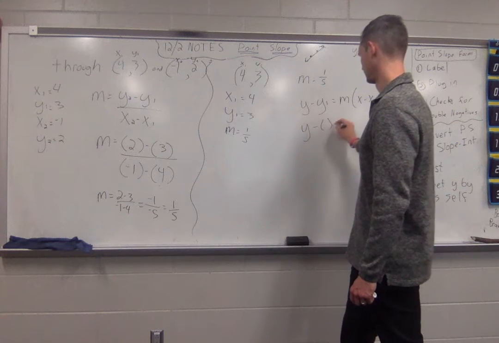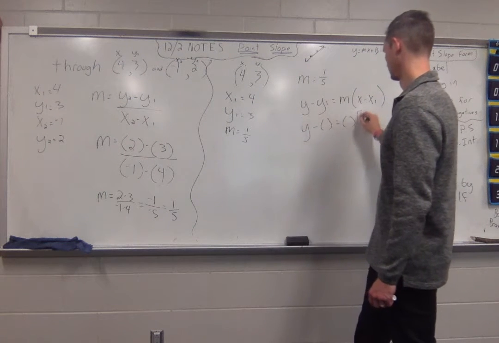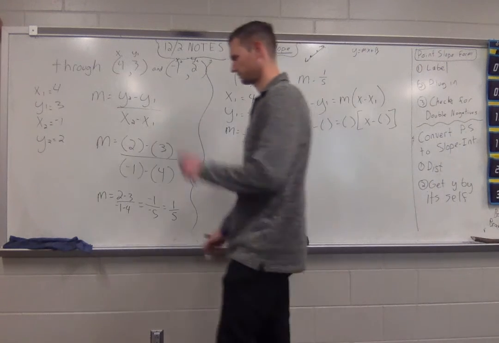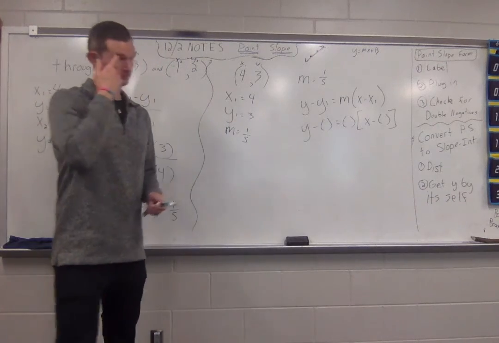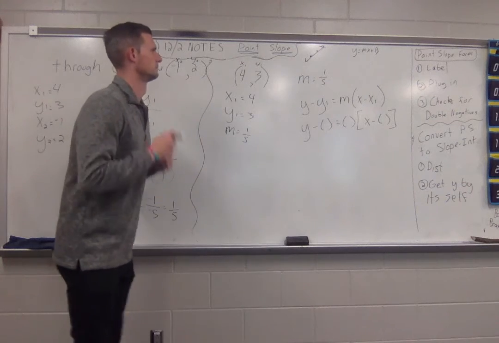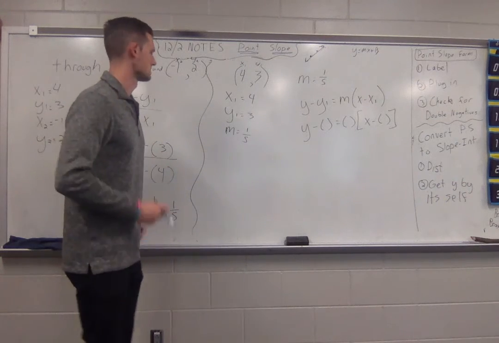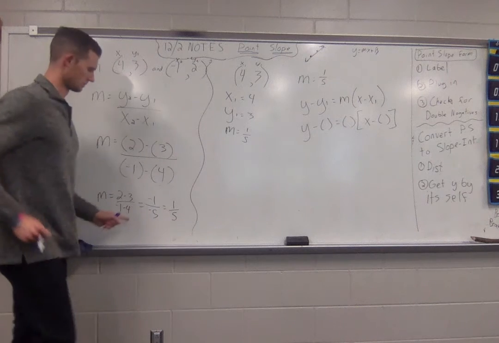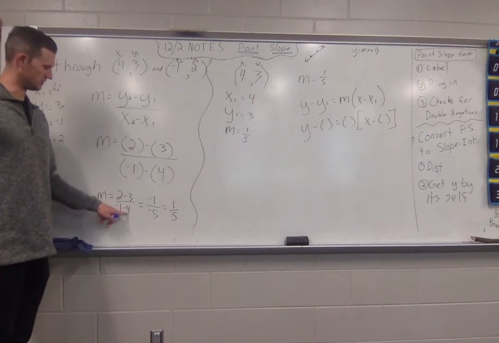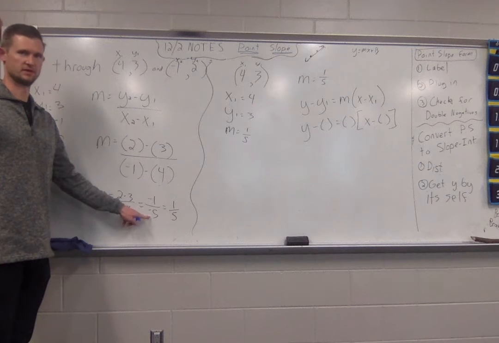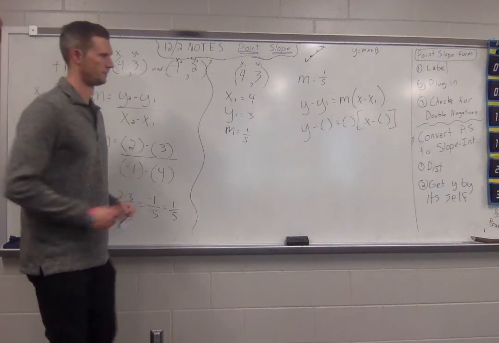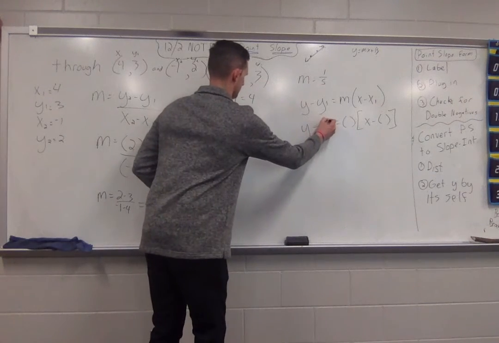y minus equals. How'd you get -5? If I've lost $1 and then I lose $4 more, I have lost $5. Oh yeah, because of the subtraction sign. -1 minus 4.